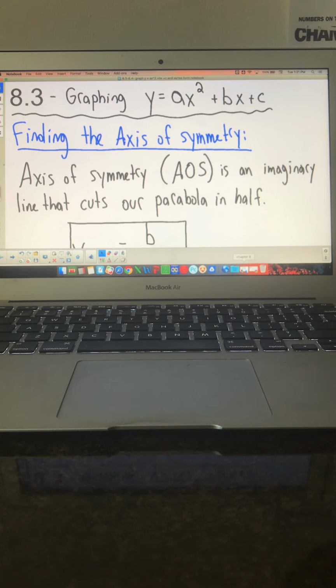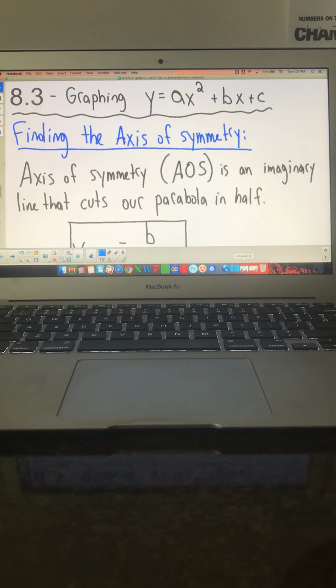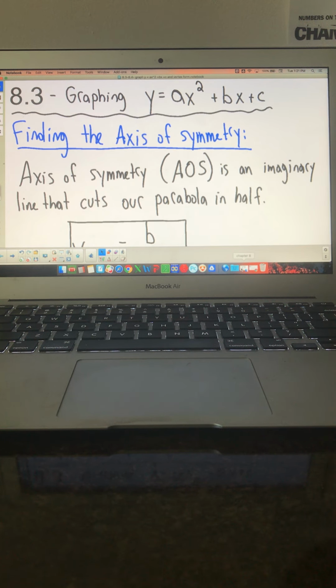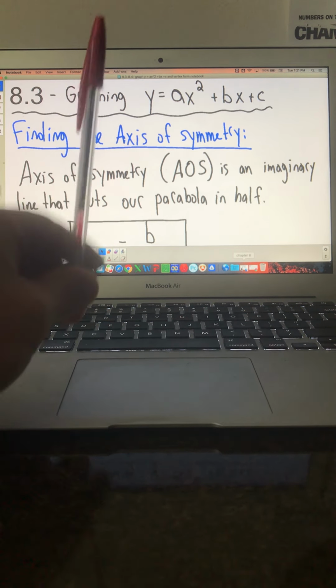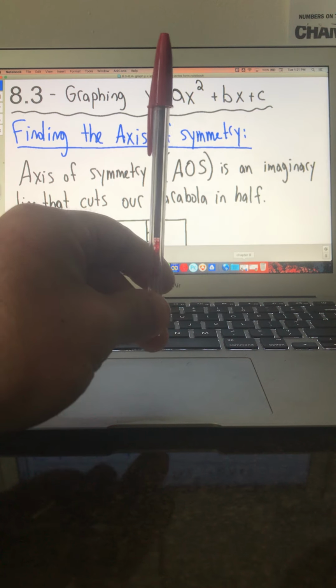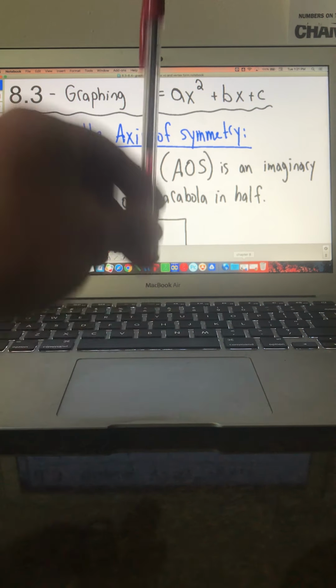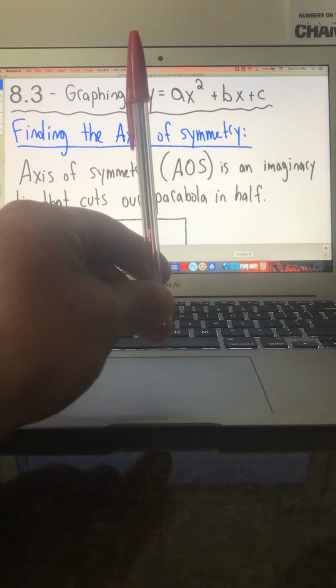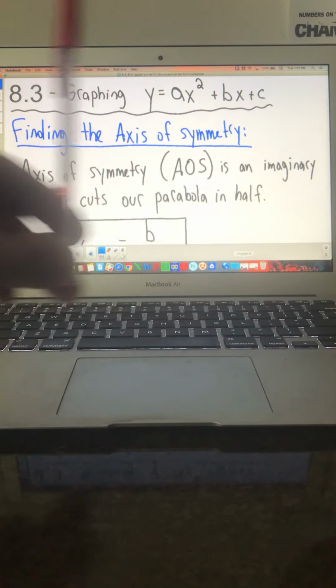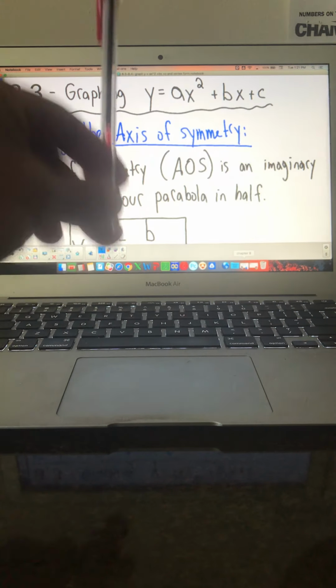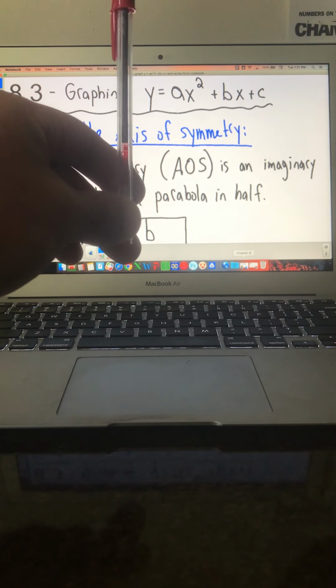Moving along, section 8.3. Now we're going to take a look at what happens if that graph doesn't just stay on the y-axis, right? Right now it's been right in the middle of the graph and it's either been shifting up or down, all right? So now what happens when it starts going laterally as well as up or down?